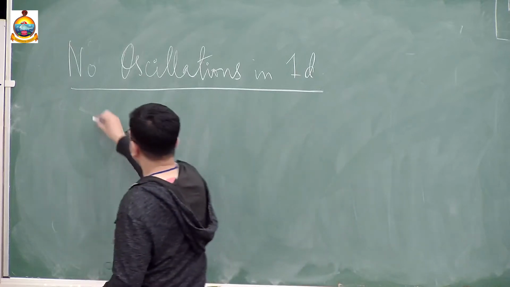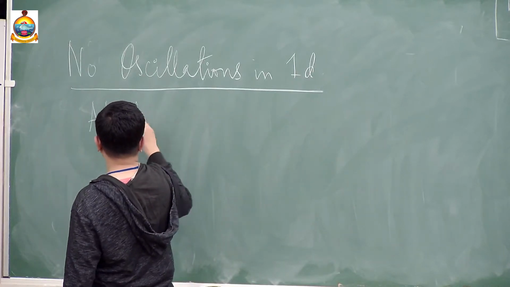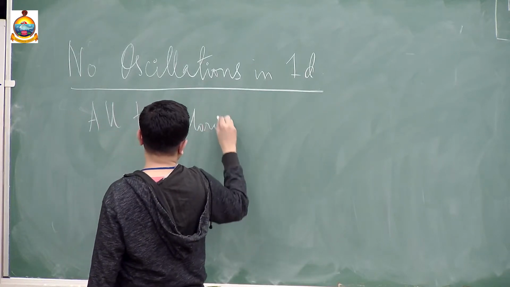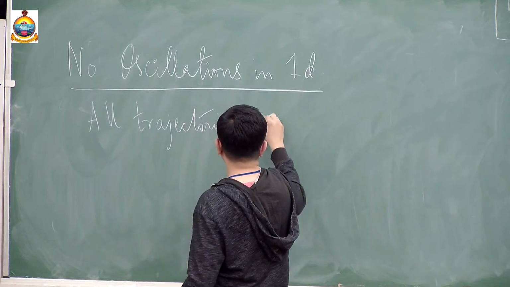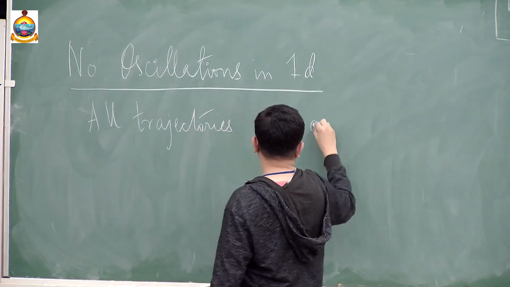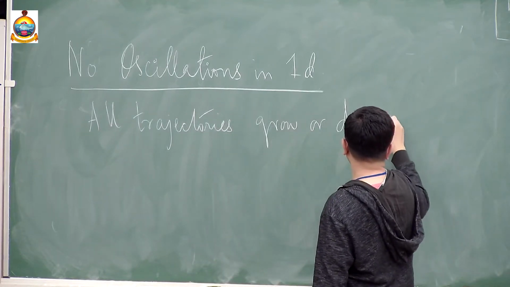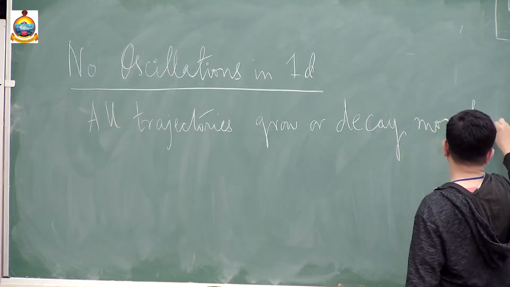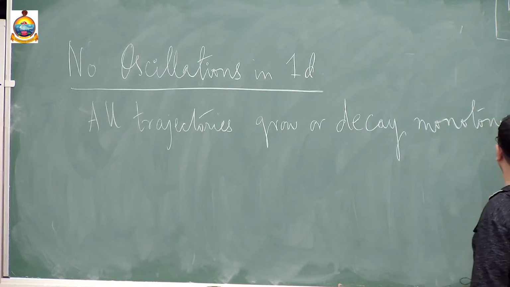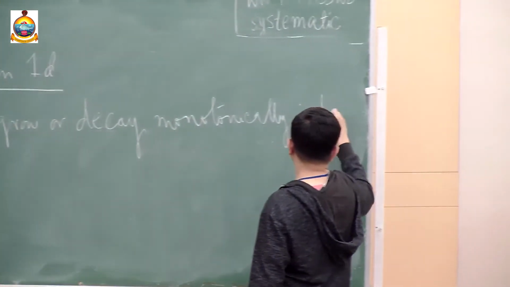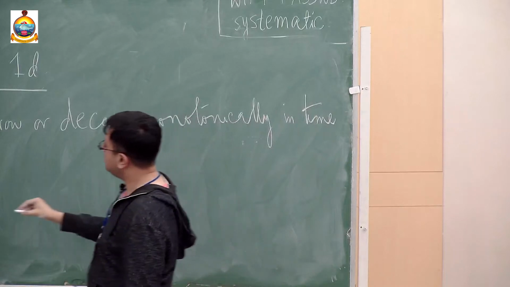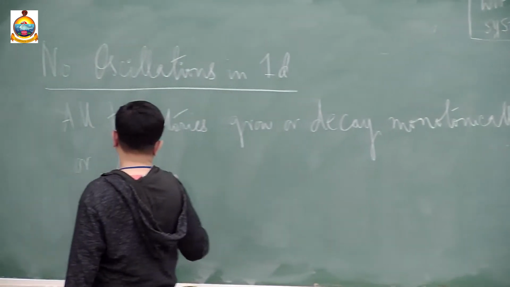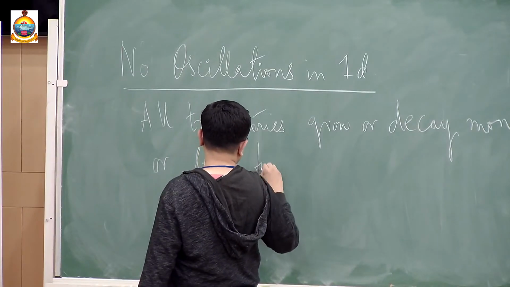So it says all trajectories grow or decay monotonically in time, or stay fixed.